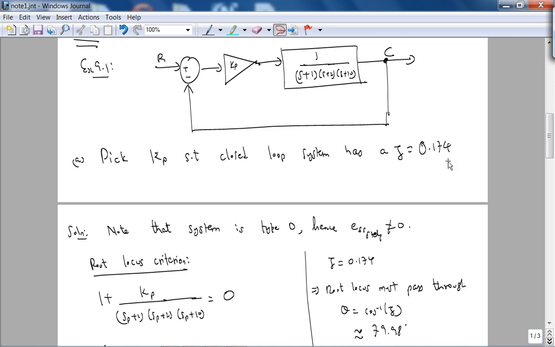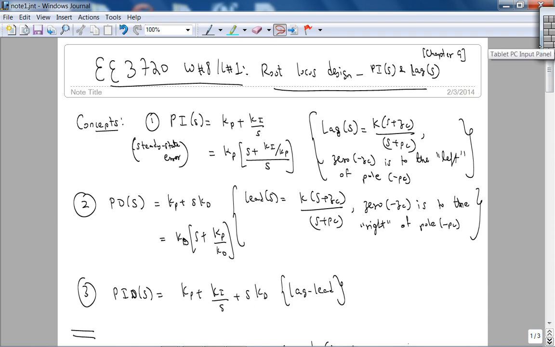So we're running out of time. We're almost at the 20 minute mark. So I want to stop here. And in the next lecture, we will look at how to do the lag compensator. Let's say we cannot place the pole at the origin. We have to move it away from the origin. How does that work?